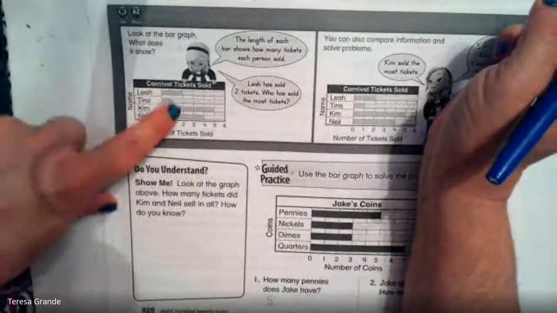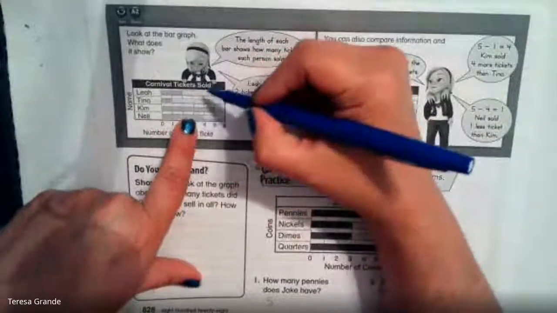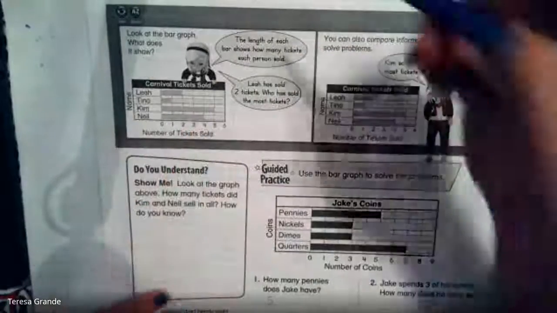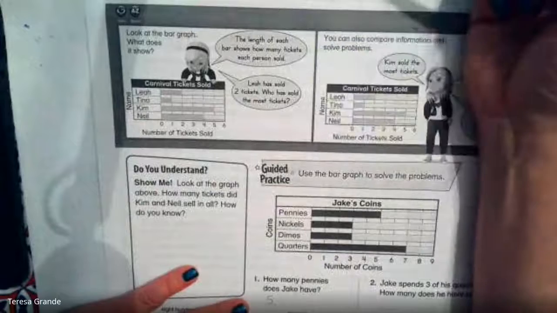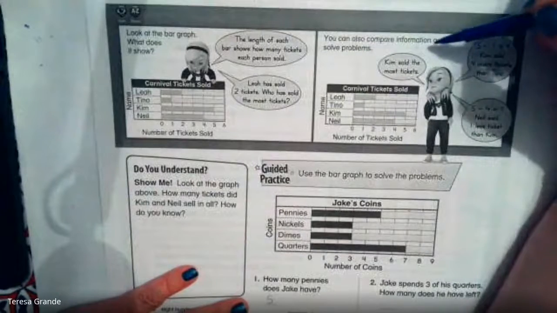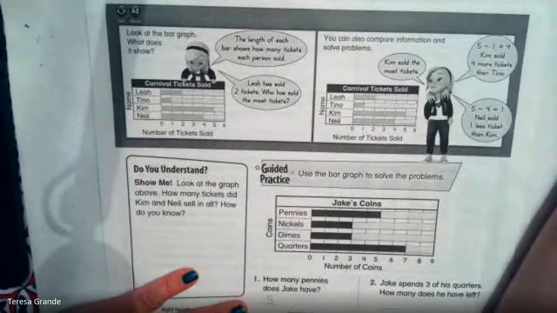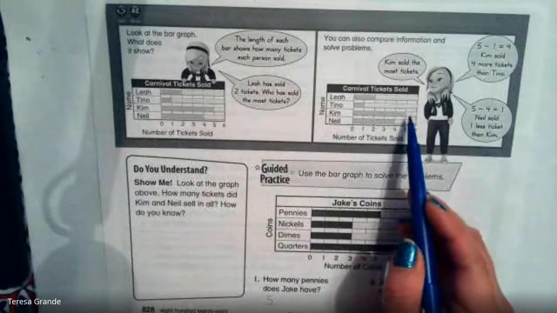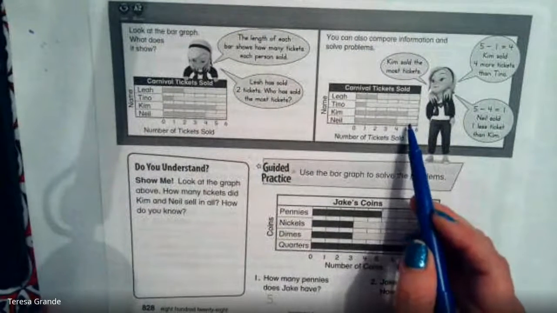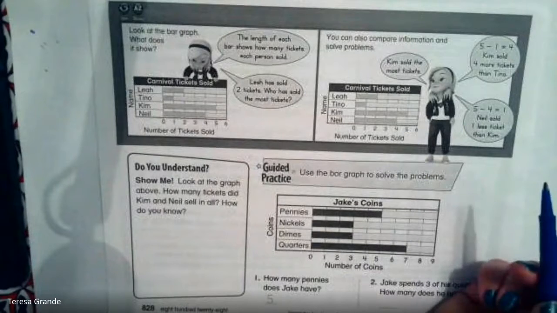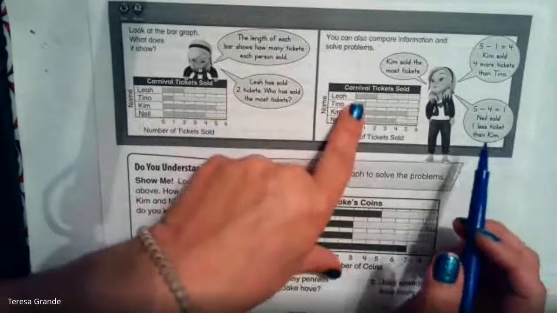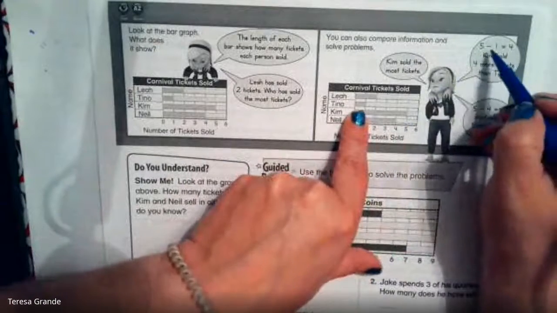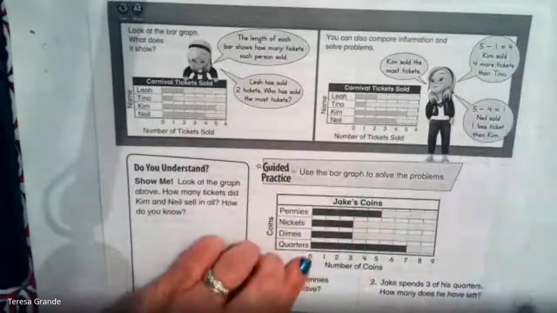Leah sold 2 tickets, Tino sold 1, Kim sold 5, and Neil sold 4. The length of each bar shows how many tickets each person sold. You can also compare information and solve problems. So if we ask who sold the most tickets, we look at the bar graph, and we can see that Kim sold the most tickets. If I also wanted to find out how many more tickets she sold than Tino, we would do 5, because that's how many Kim sold, and Tino sold 1, so 5 minus 1 equals 4.